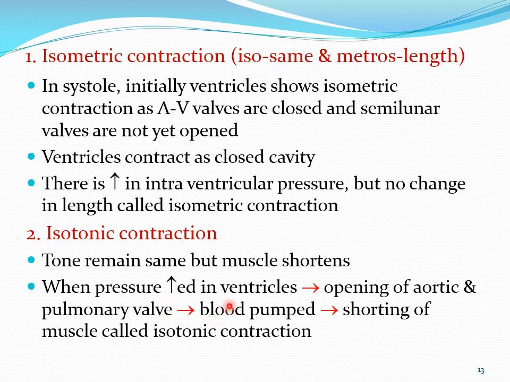When there is a sufficient increase in pressure in the ventricle, it leads to the opening of the aortic and pulmonary valves. Once the valves open, when the pressure in the ventricle rises above the aorta and pulmonary artery, what will happen? There is opening of the semilunar valves, that is aortic and pulmonary valves, and it pumps the blood into the circulation. Once the blood is pumped, it leads to the shortening of the muscle, and that is called the isometric contraction.